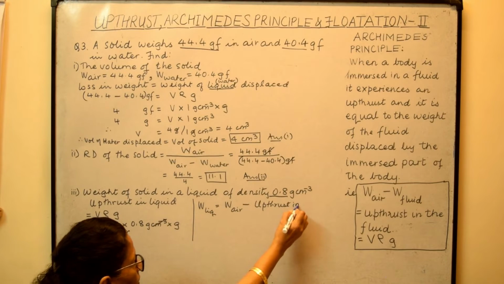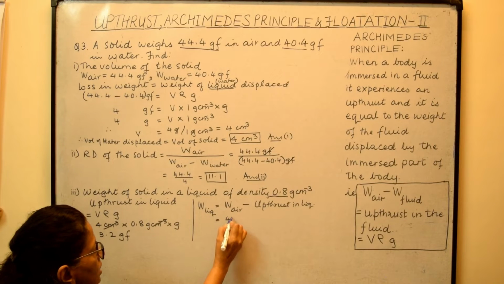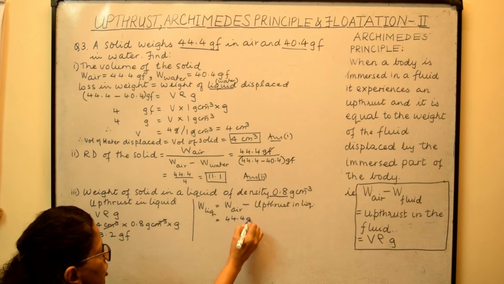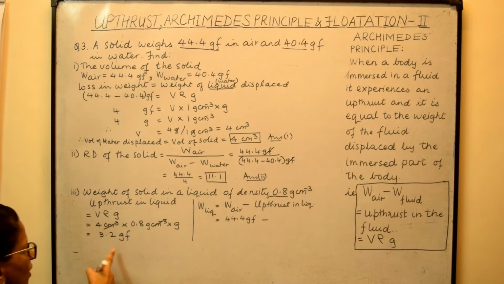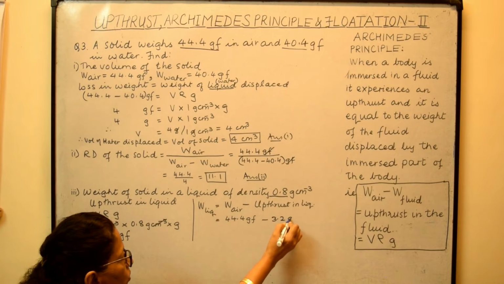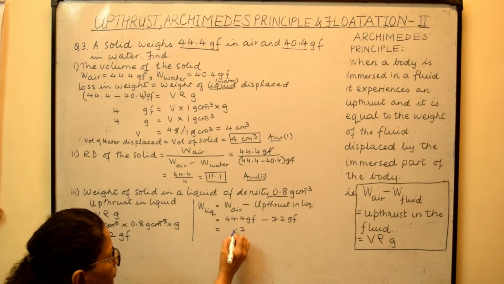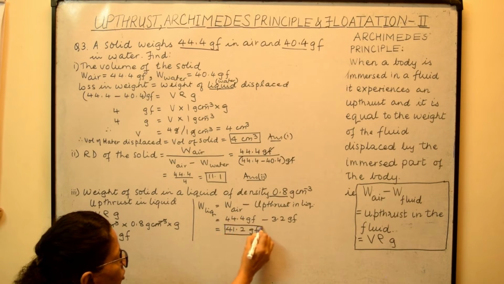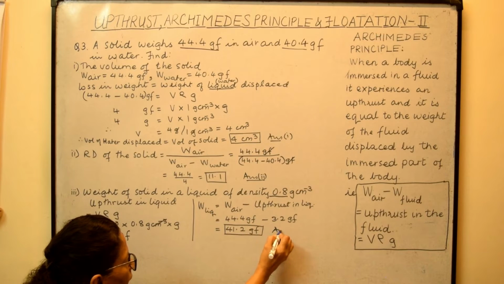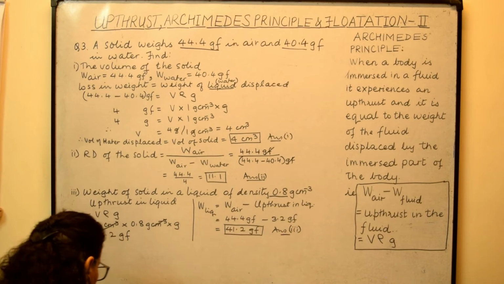and that will be upthrust in the liquid. Weight in air is 44.4 GF minus, we found out the upthrust in the liquid 3.2 GF, and when you subtract you'll get 41.2 GF, and this becomes the weight of the solid in that liquid, and that is our answer 3.